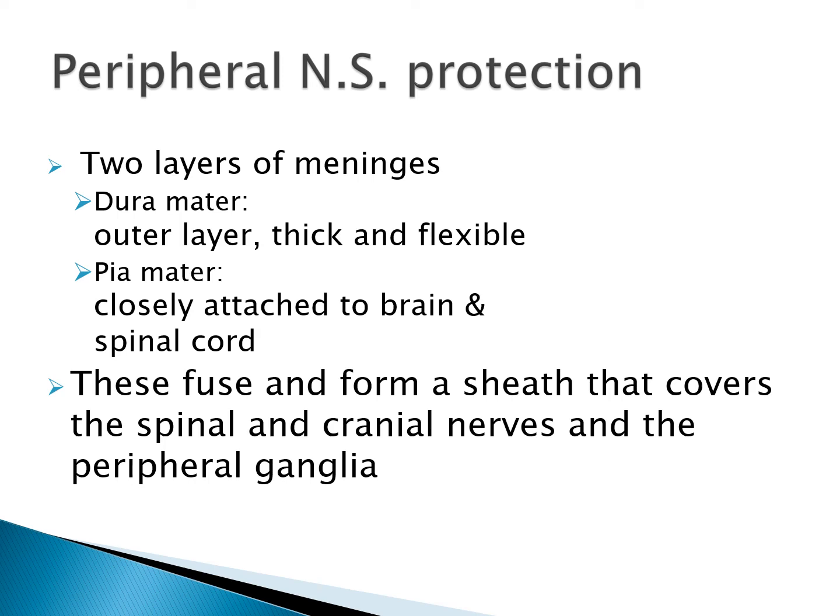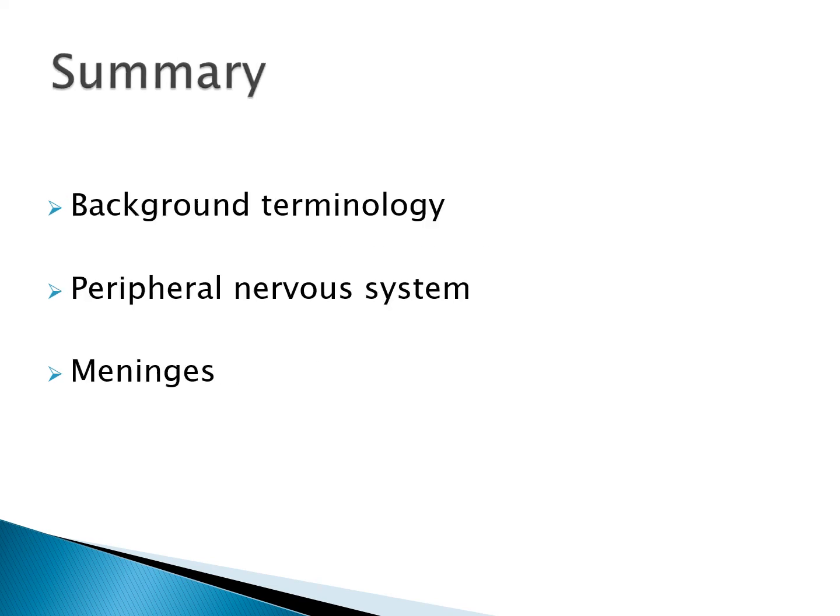The peripheral nervous system has a similar kind of protection, but now instead of having the arachnoid membrane and subarachnoid space, it's just these two layers of meninges, the dura mater and the pia mater, and they are really fused together to form a sheath that covers the spinal and cranial nerves and the peripheral ganglia, again for this layer of protection.